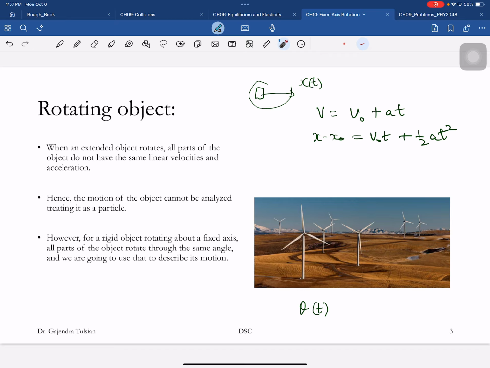So the formulas that we derived in the first 9 chapters for translational motion, we'll do for rotational motion in 1 chapter. Actually, we'll do it in 2 chapters, chapter 10 and 11.